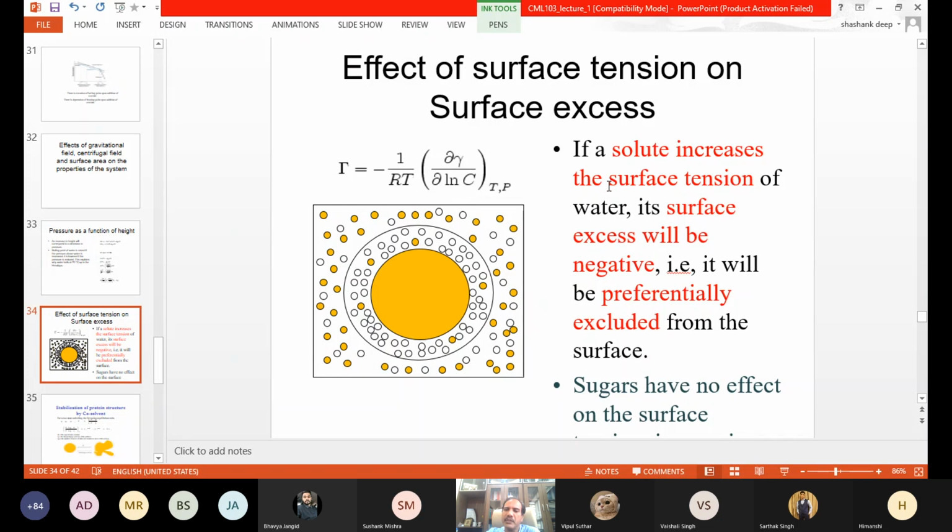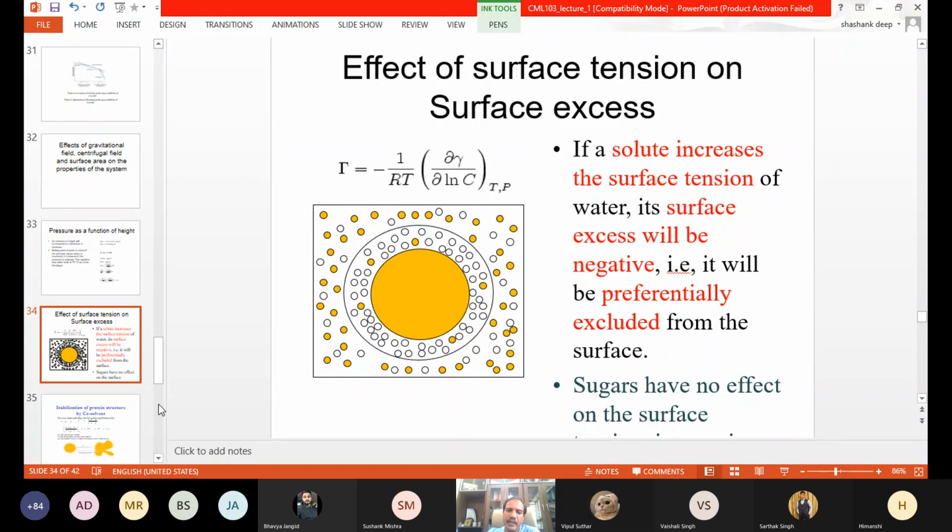So suppose something increases the surface tension, it means this will be positive, and so the surface excess will be negative, and that's what is shown here, right? If the surface excess is negative, then it is called preferentially excluded from the surface. Okay, so that is one case which I discussed. Is it clear here?